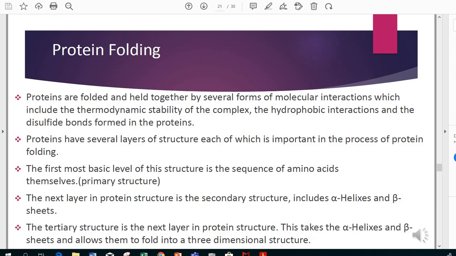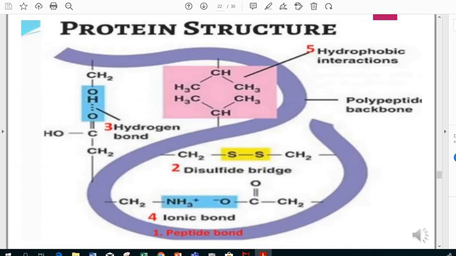Proteins have several layers, as we mentioned before, which are important in the process of protein folding. The first level, as we said, is the sequence of amino acids. This is the primary structure. The next, secondary structure, is alpha helix and beta pleated sheets. The tertiary structure is the next layer, in which the alpha helix or beta pleated sheets will be folded into their three-dimensional structure, and the fourth level is the quaternary, which is not involved in all proteins, as we said. So folding is very important to keep the protein molecule functional and more thermodynamically stable.